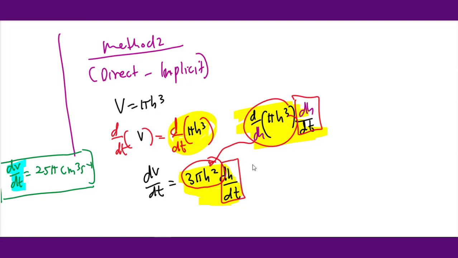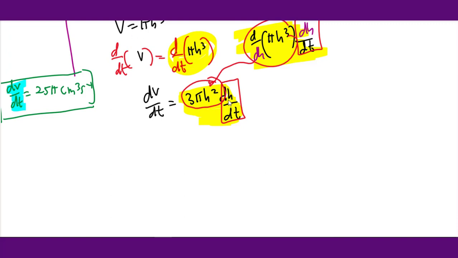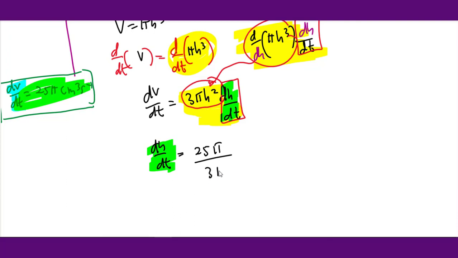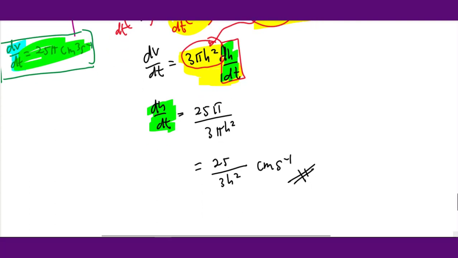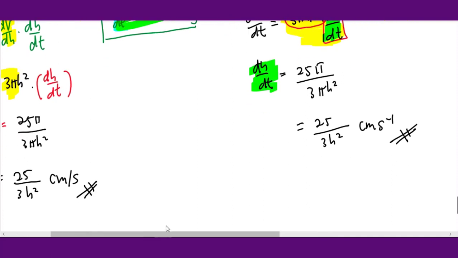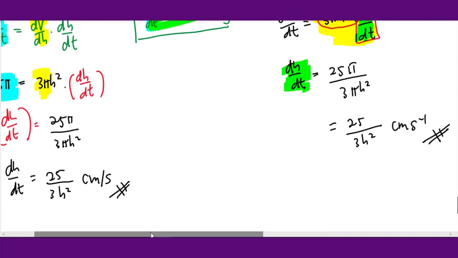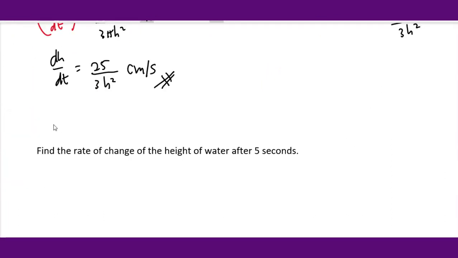The next step is, okay, take dh/dt. We want to find dh/dt, right? Take this one as the subject. dh/dt is equal to dV/dt, which is given as 25π, over 3πh². Then 25 over, cancel π, 3h² cm per second. Okay, so this is the answer. So whatever method, you get the same answer. It's up to you to choose whatever method. Continue to answer this question.